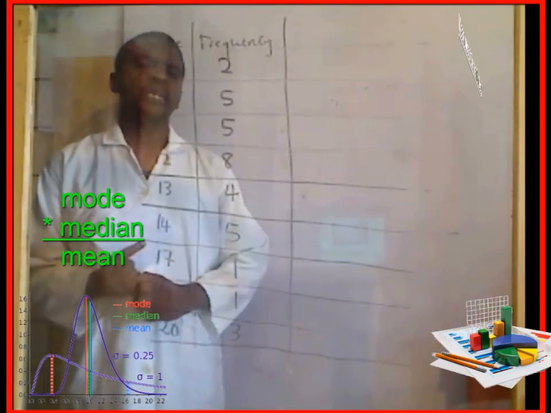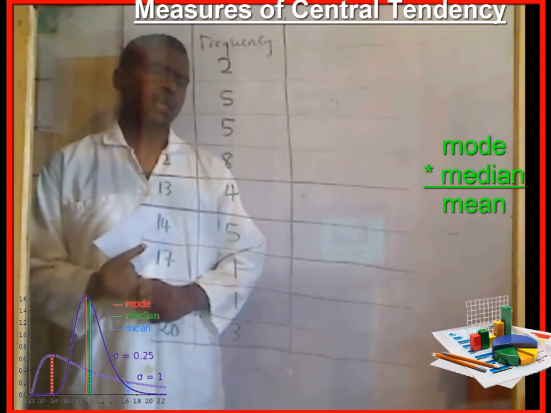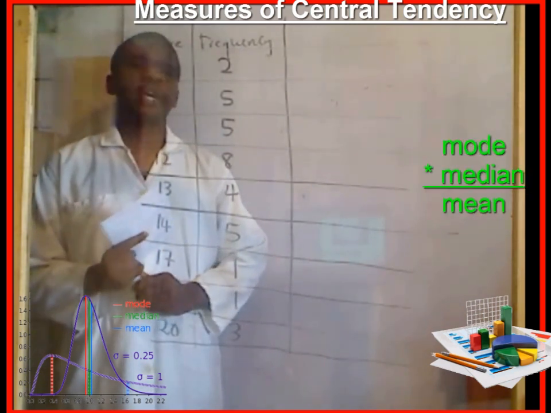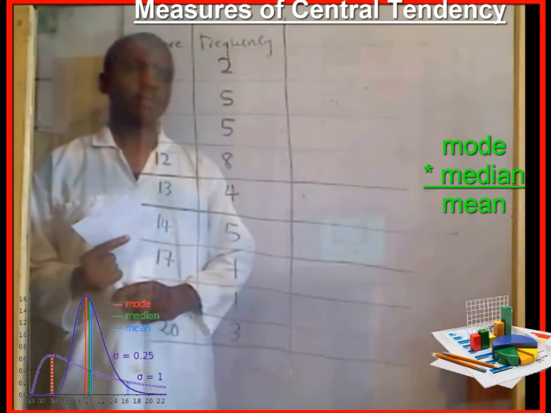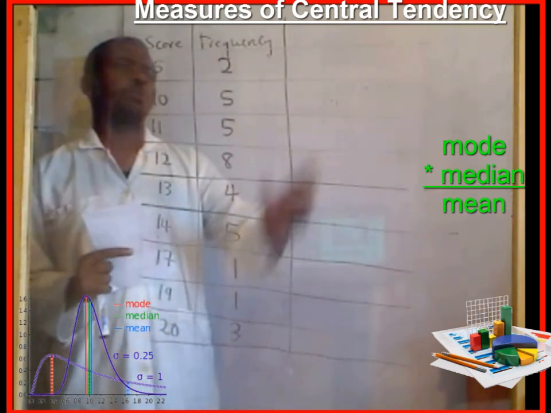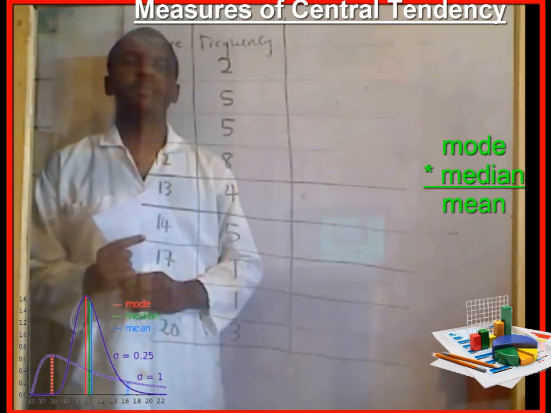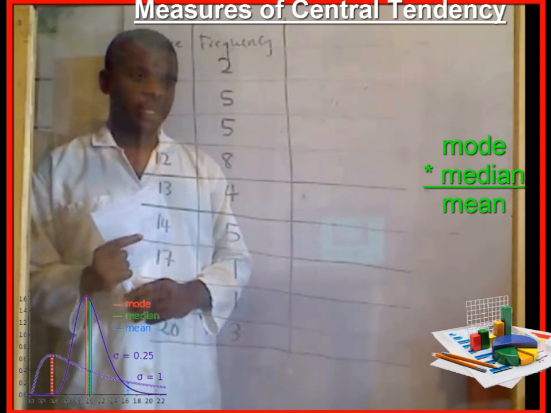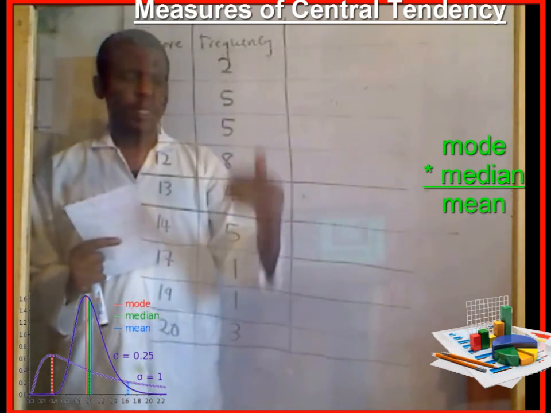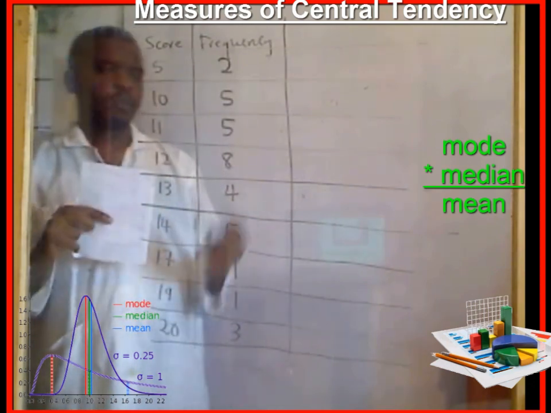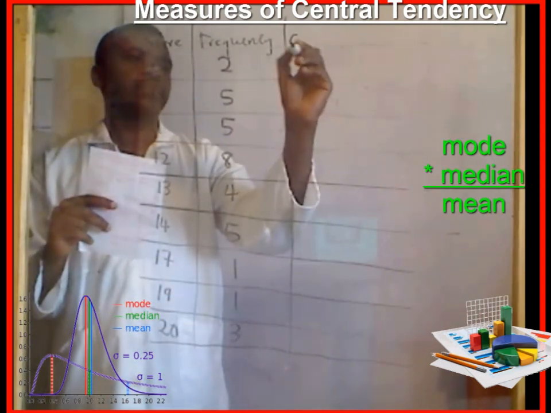So how do I get the median of data that have been summarized in a frequency table? I'll need to create another column here for what is called the cumulative frequency. And how do we get cumulative frequency? We add the frequencies as we move down. So let me write here cumulative frequency.